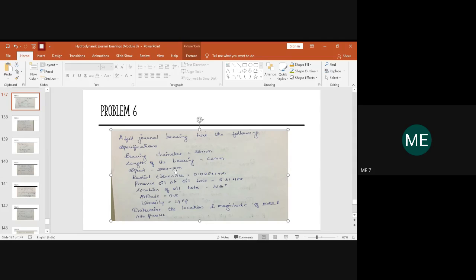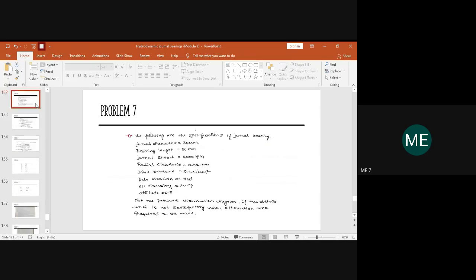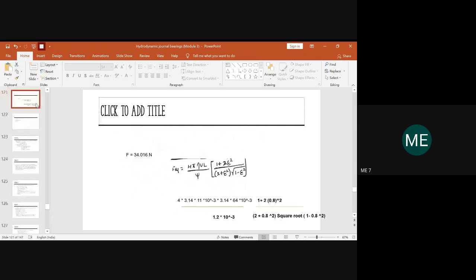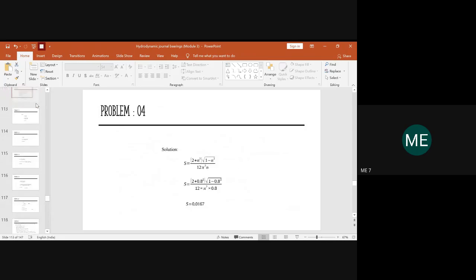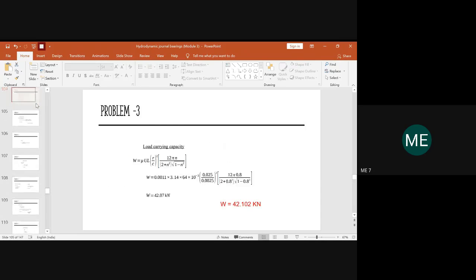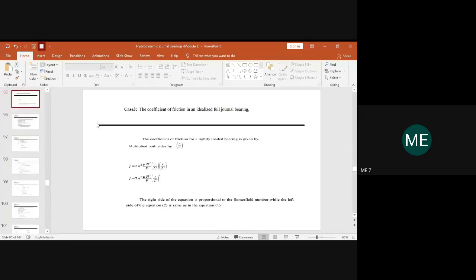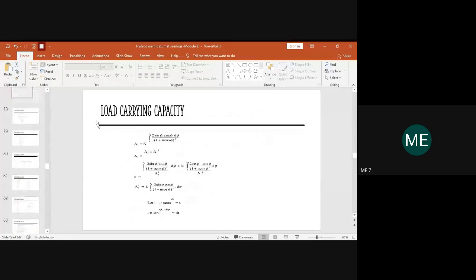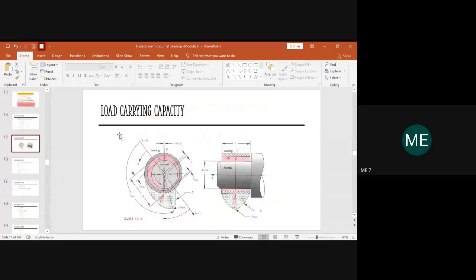Based on the given data, you have to determine the location and magnitude of the maximum pressure and minimum pressure. We have dealt with the entire nomenclature for the full journal bearing and the hydrodynamic journal bearing, so you should know exactly where the pressure will be maximum and minimum. For your reference, I want to show the diagram again for easy understanding. So I'm just going back. If you look at the diagram here, this is the journal bearing.